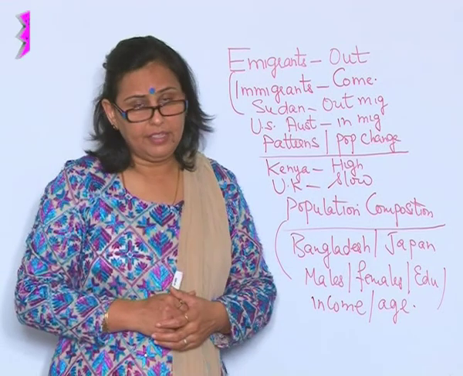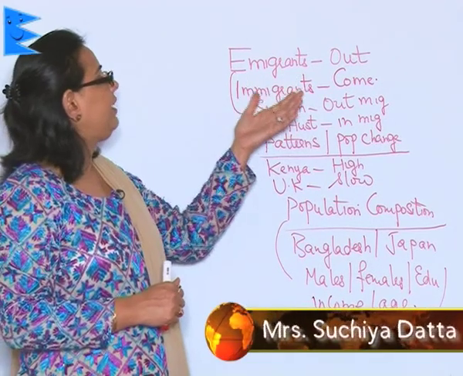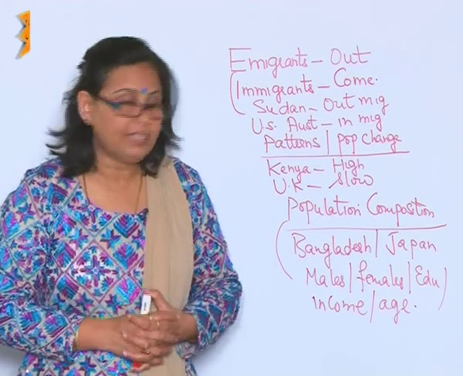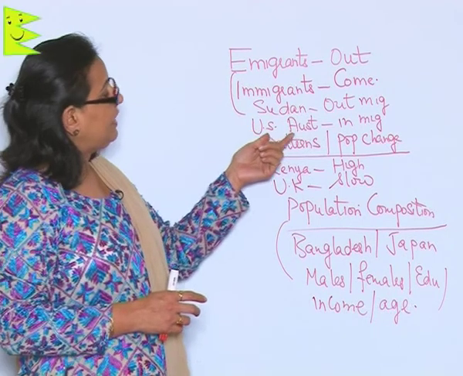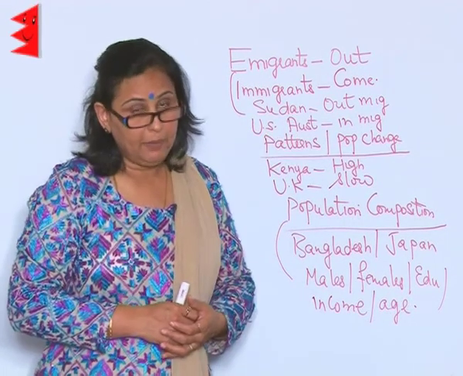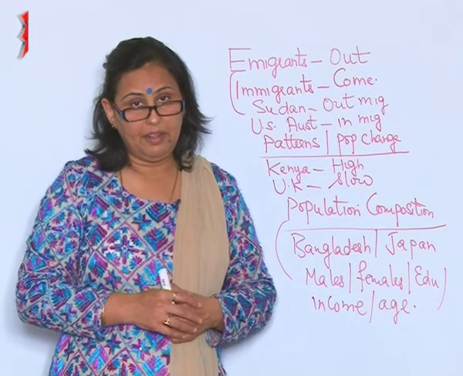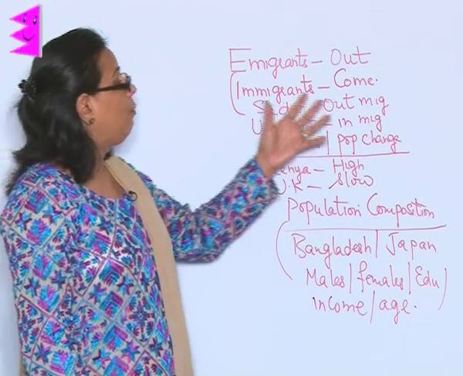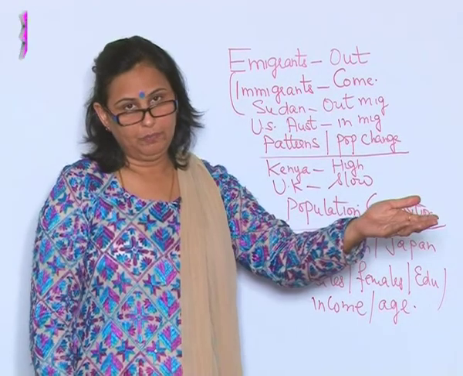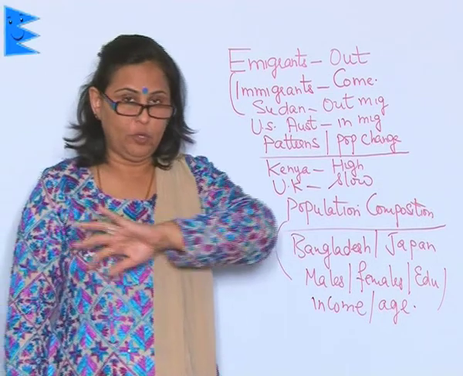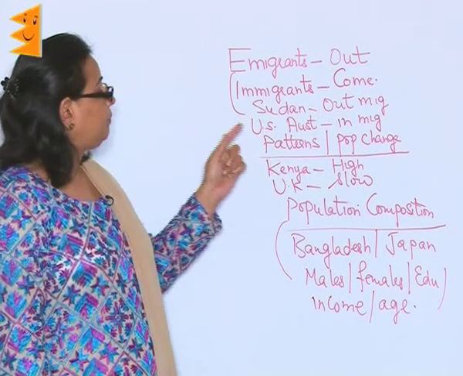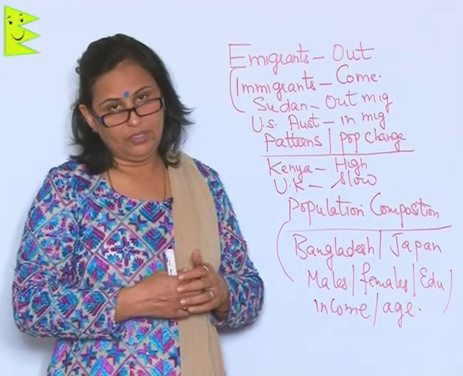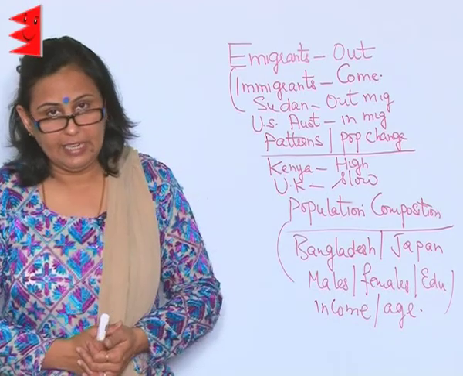There are various factors which give rise to emigrants and immigrants. Of course, economic viability is the basic factor. If we see the example of the world, we will see that Sudan has had a great setback in the population because there has been more of out migration. That is, people have moved from that country to another country. Whereas America and Australia have seen more of in-migration. And the reason is very obvious and clear.